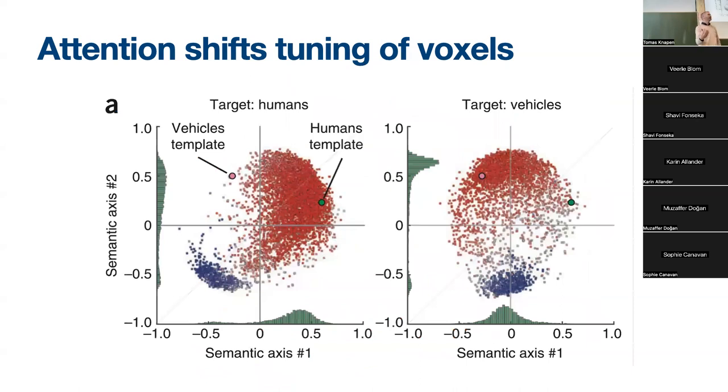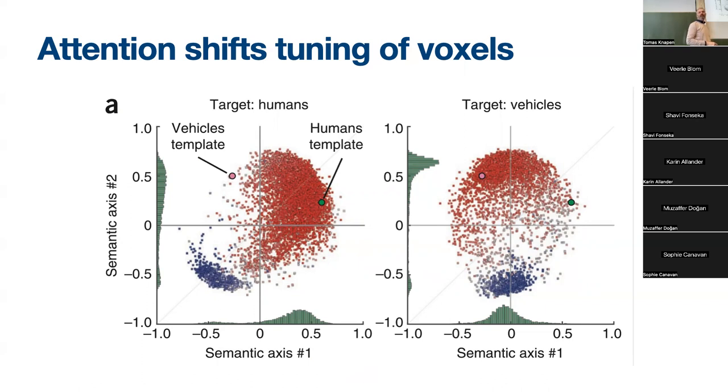You can do further analyses where there are two semantic axes, similar to those principal components that we talked about before. And you actually see that all of the voxels, so every dot here is a voxel, if your template or your attentional search target is humans, your entire brain's semantic representation moves towards it. Whereas if your target is vehicles, they move towards that. Yeah.